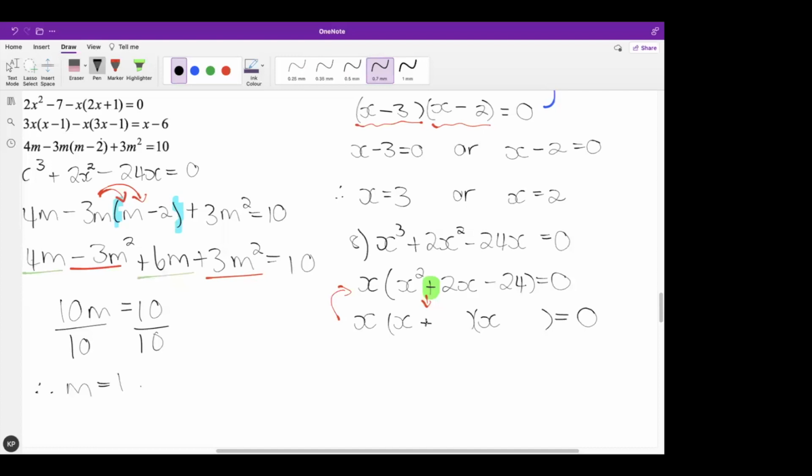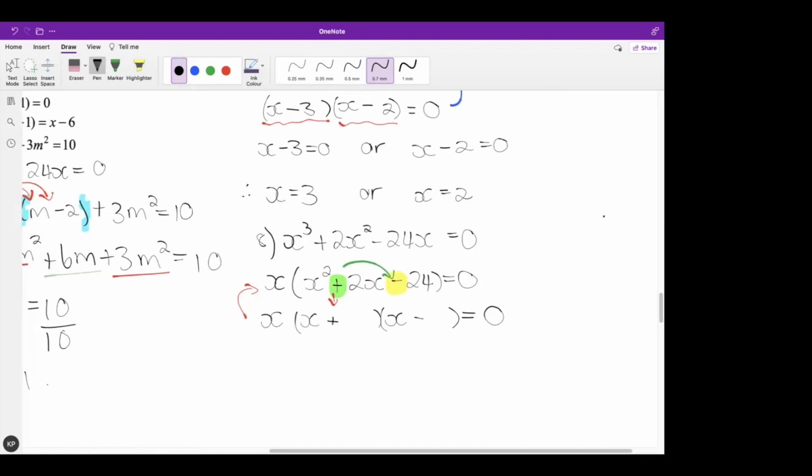Now, if I have a positive, Alice, does that mean I'm going to keep or change? Keep. But I am talking about the second symbol. I think that's what confuses a lot of people, okay? We are keeping the second symbol. So then what's my symbol in this bracket? A negative. Great. Now, we move on to factors of 24.